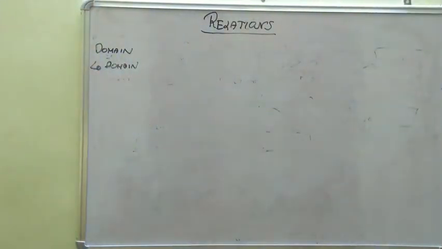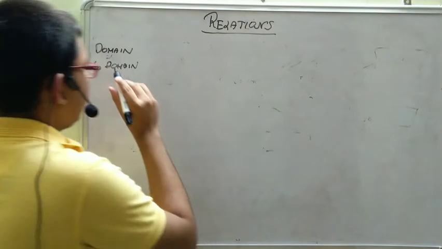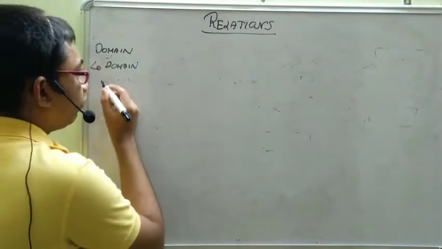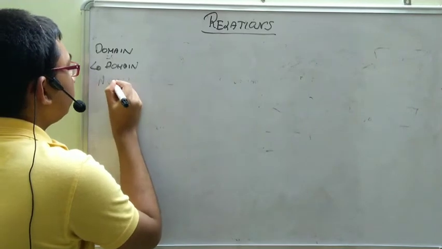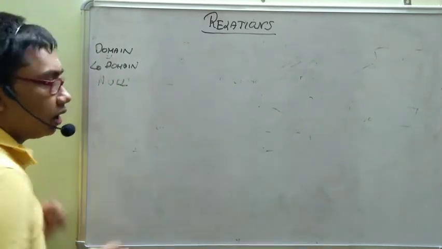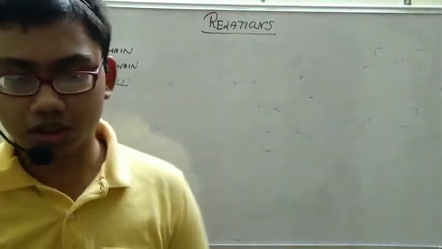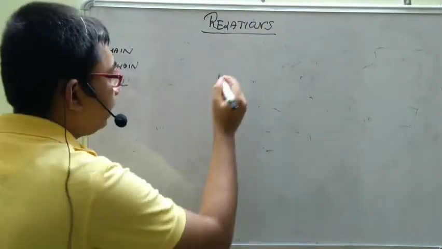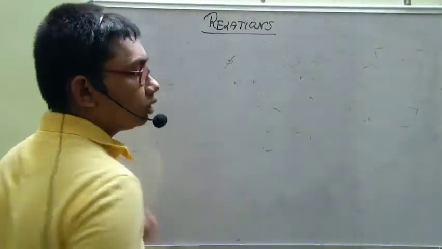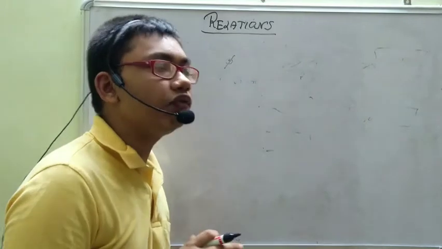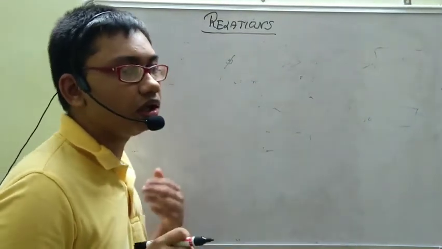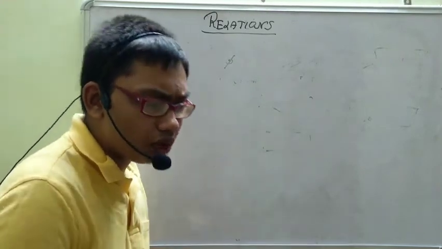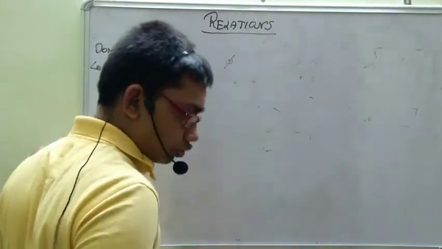What we have today is types of relations. The first relation we define is the null relation. From all you have learned so far in mathematics, you should be able to get the name: null means nothing, 0. If there is a relation which has no elements in it, then it is called a null relation.